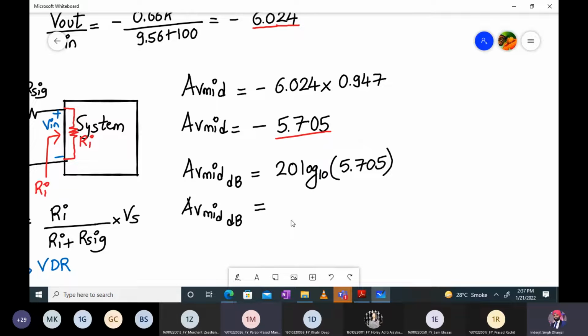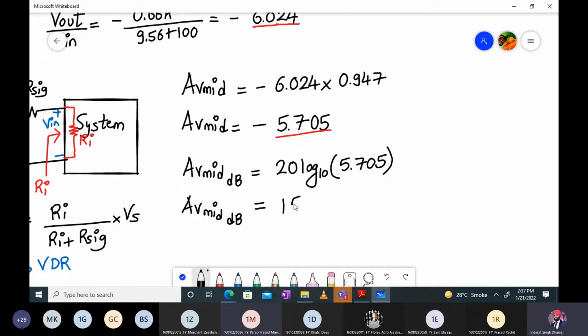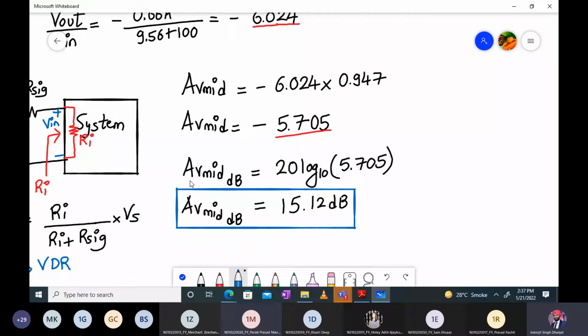(20 log to the base 10 of answer). Is it coming out to be 15? 15.12 dB. Please confirm this. Yes, sir. Okay, very good. So we have finally found out the value of AV mid.